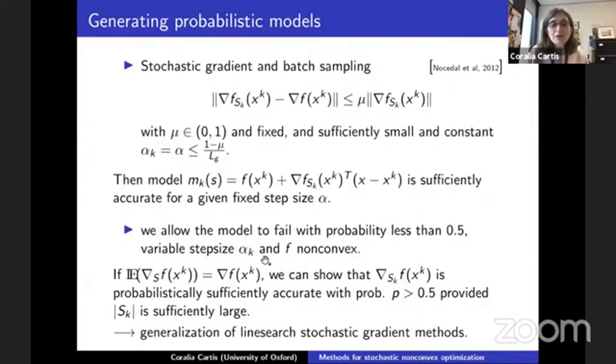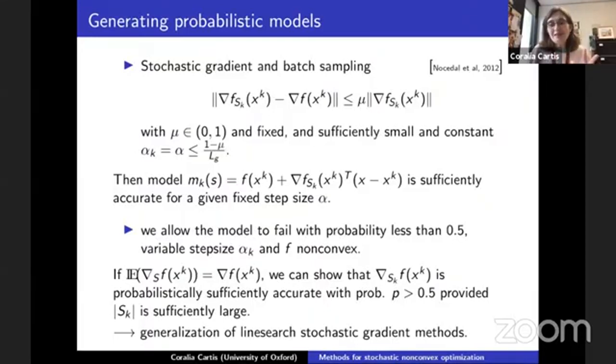If you assume that you have an unbiased estimator, so that the batch gradient is unbiased, then our framework translates to a stochastic gradient with second order information, for example, where you require that the batch size S_k is sufficiently large, greater than 1 over a power of the trust region delta k. So it automatically adjusts to the local landscape. You have to require finite variance.